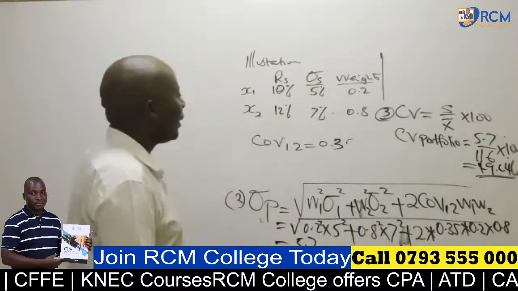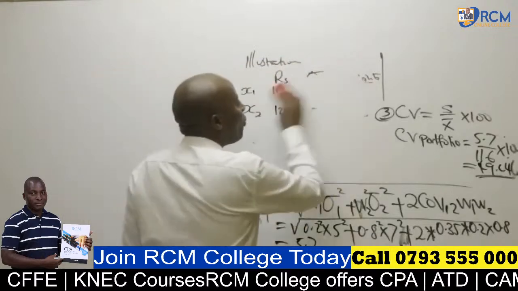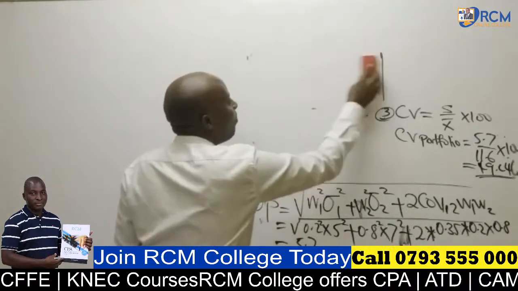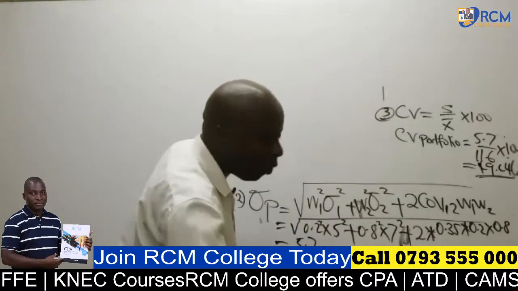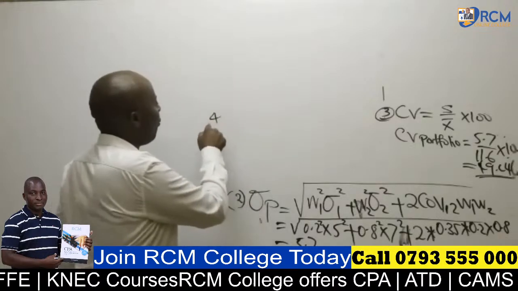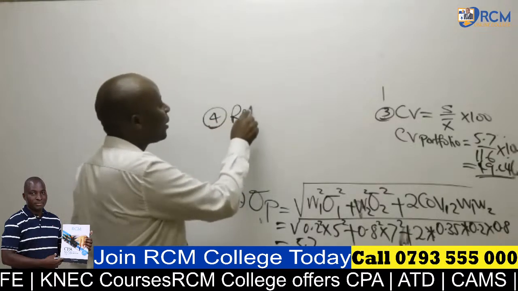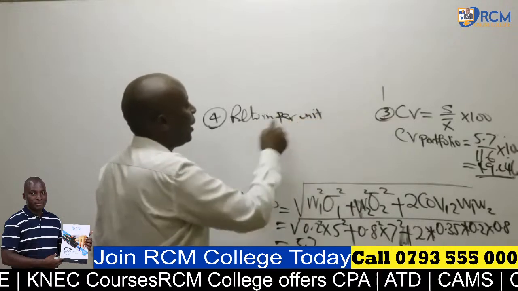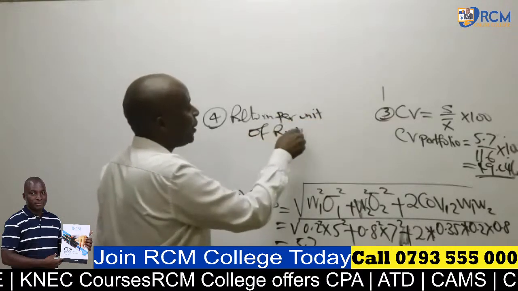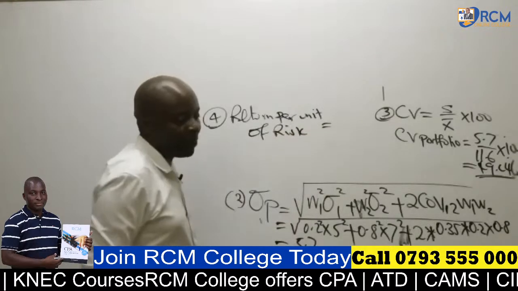We look at the last one. The last one, number 4, is the return per unit of risk. How do we get this return per unit of risk?